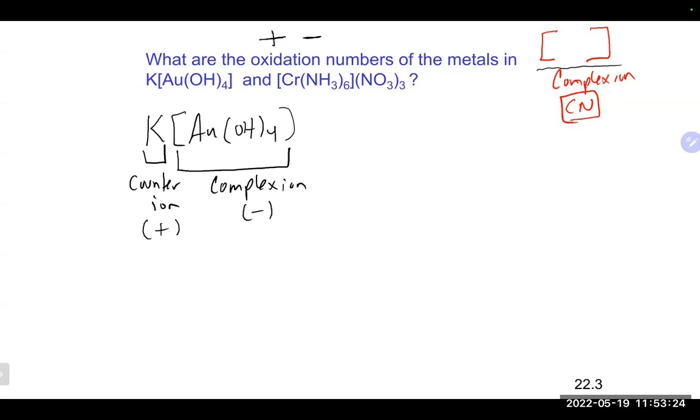We can start with what we have inside the complex ion. We have hydroxide, which overall is a -1 charge, and there are 4 of them. That gives me a -4 charge overall. Going to my counter ion, that is potassium, which is group 1, which means it should have a +1 charge. Since there is no overall charge in the coordination compound, that means our gold will be taking on a +3 oxidation state.